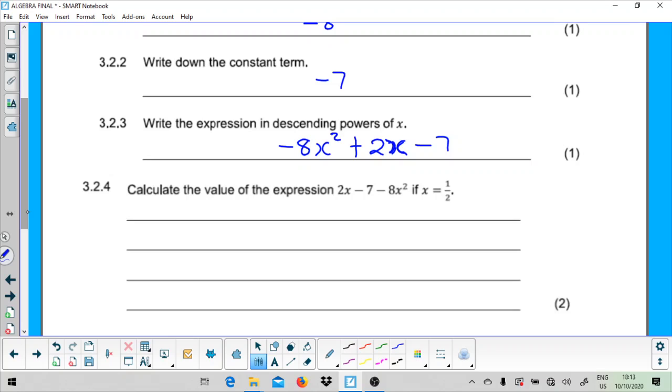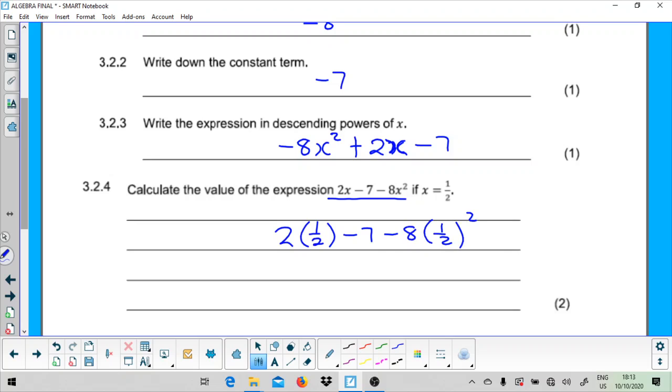So you can either substitute it into this one or into the original one. Or since they gave you this one, just substitute into the one given to you. So it's 2 there, and then I'm going to put a half in place of x, that's what it means. And then you have negative 8. You put a half over there. Don't forget to square it. And whenever it's squared, careful, there might be some things that happen.